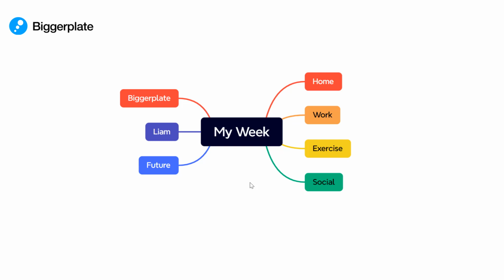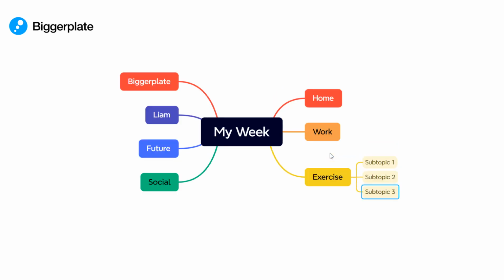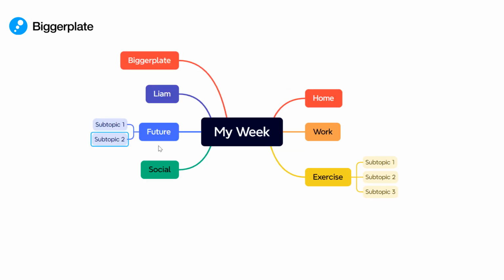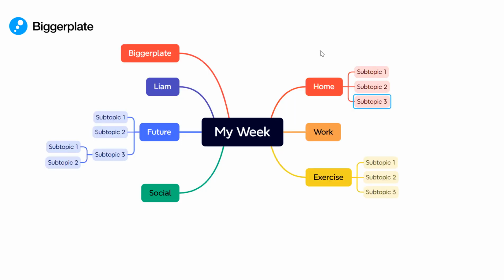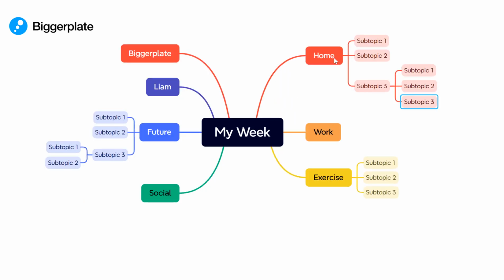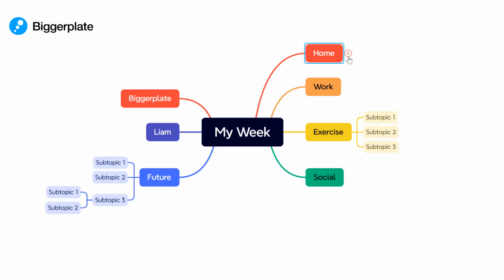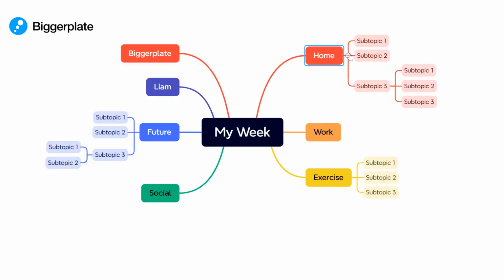For example, if I add a few subtopics to this exercise branch, watch what happens. You'll see the map shifted again. And what if I come over here to the future branch and add a couple of subtopics in here? Again, the map shifts around the page a little bit. If I add a few topics into the home section here, you can see another slight issue is if I then collapse some of these topics, the map again moves around a little bit.